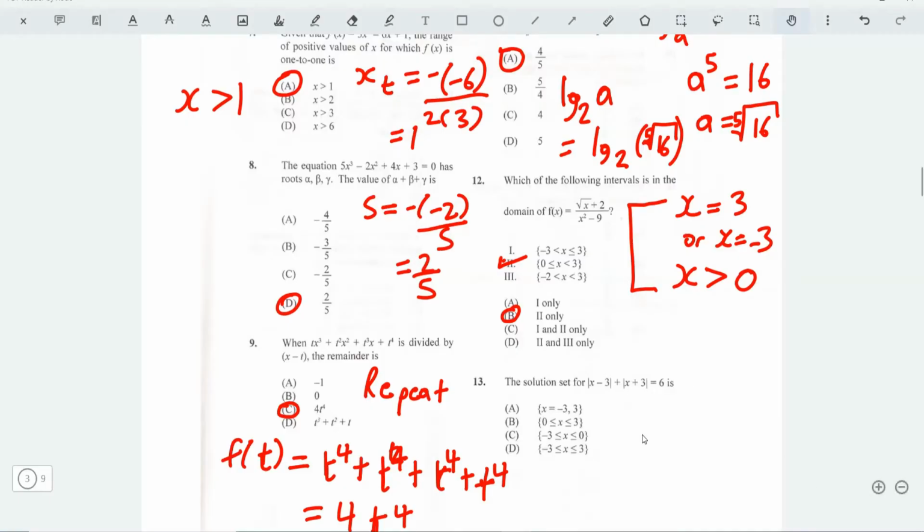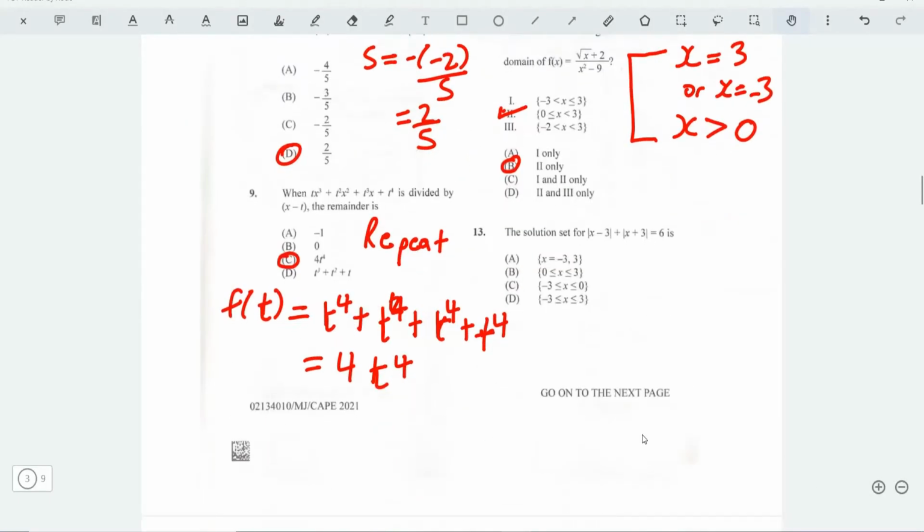Option B. All right, question 13 says, the solution set for this right here, the modulus of x minus 3 plus the modulus of x plus 3 is equal to 6. And we need to solve this modulus equation or find the set of solutions.